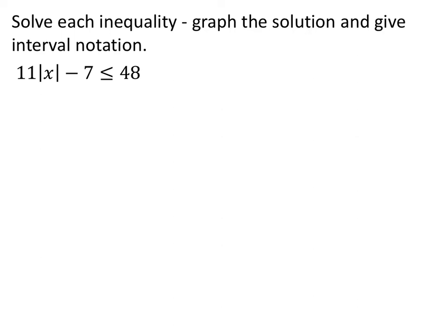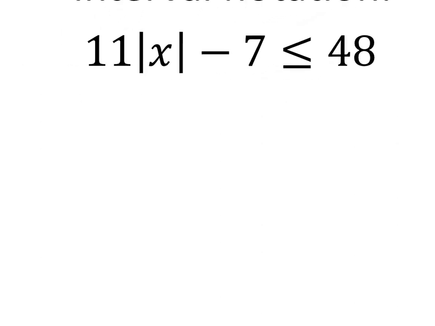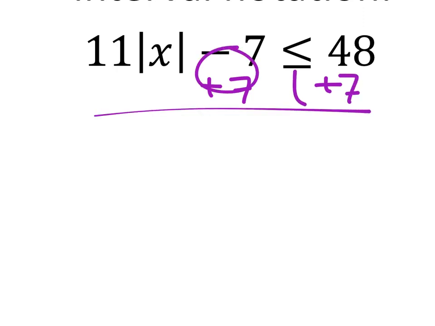All right, so same thing with this one. It says graph the solution. We'll give the interval notation as well. That's fine. But again, it's the same idea as though it were an equation. We just need to isolate the absolute value. So we're still going to add 7 to both sides, and that zeroes that out. So we got 11 times the absolute value of x is less than or equal to 55.